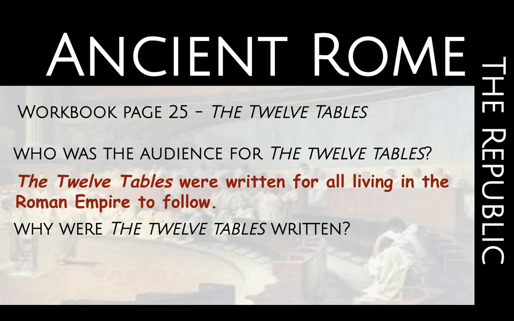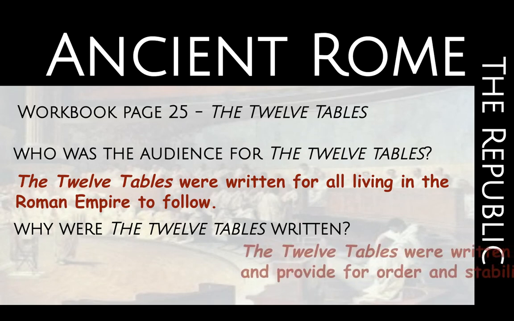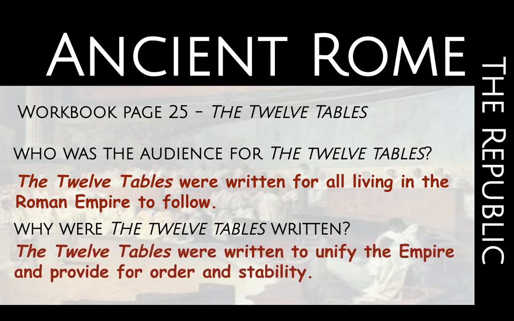And lastly, why were the 12 Tables written? Hopefully, you had some of these. I said that the 12 Tables were written to unify the empire, so to create unity, and to provide order and stability within the empire. This is one way that the Roman government was able to consolidate and maintain its power.